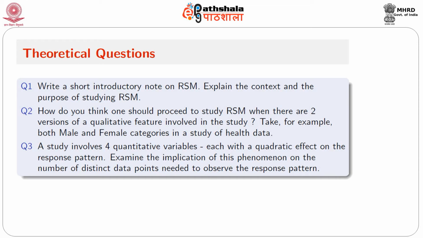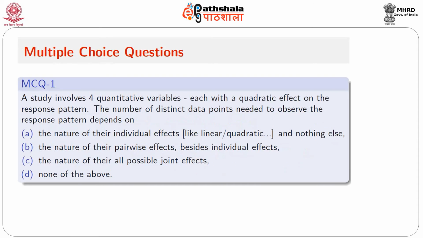So you have to spell out what is the minimum number of data points where you have to observe the response y. This is a good problem from a technical point of view. So let's see, please read. The first one says, a study involves 4 quantitative variables, each with a quadratic effect on the response pattern. The number of distinct data points needed to observe the response pattern depends on which of the following.